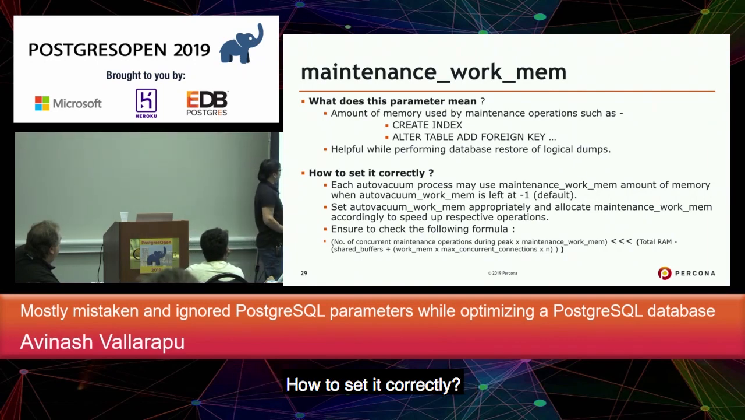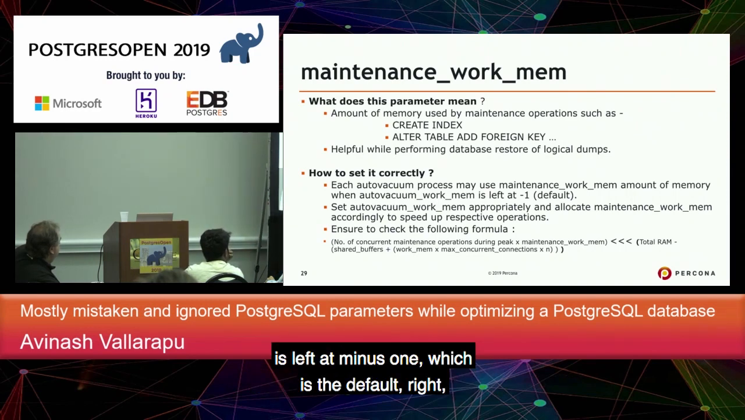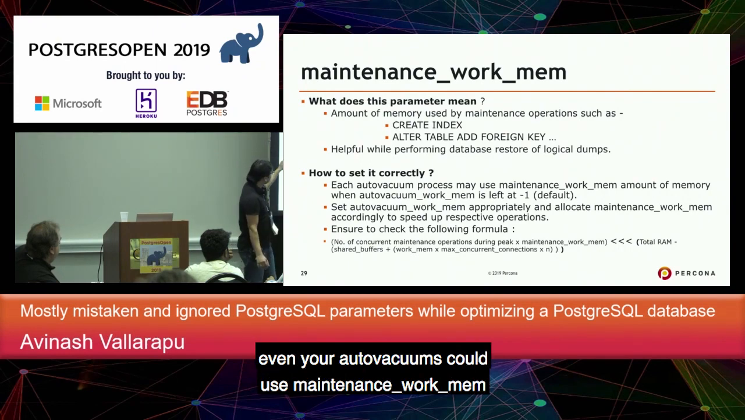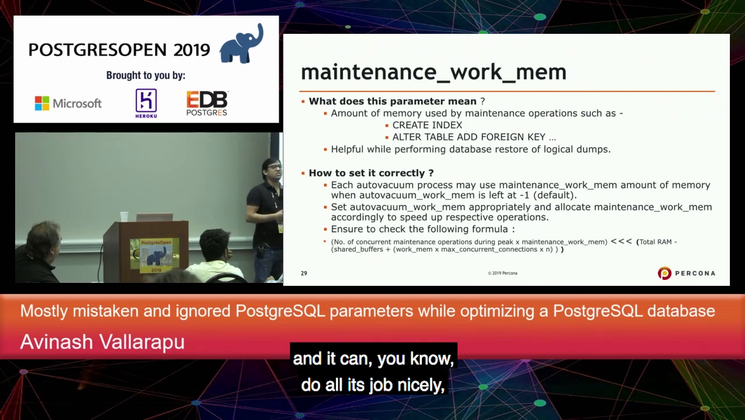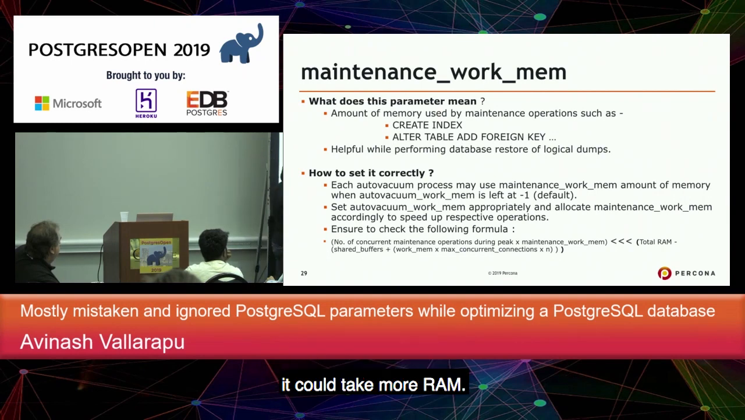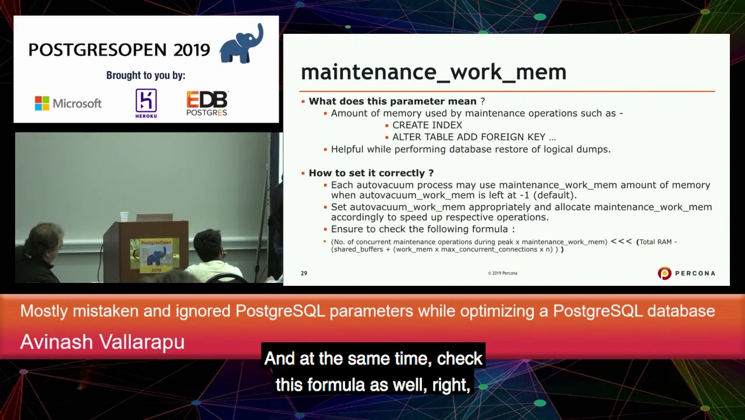How to set it correctly? If your autovacuum_work_mem is left at -1, which is the default, right? Even your autovacuums could use maintenance_work_mem amount of RAM. If you have enough faster disk and it can do all its job nicely, it could take more RAM. So be careful with that when you're setting it, and at the same time, check this formula as well, right?